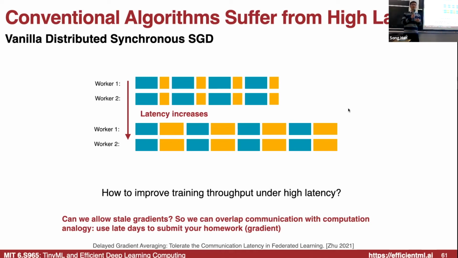Just like we can use late days in our homework. Can we use late days just like we use that for communicating the gradients? The answer is actually yes. We can allow stale gradients, using the late days to allow those stale gradients to be updated, so that we can overlap the communication with computation.